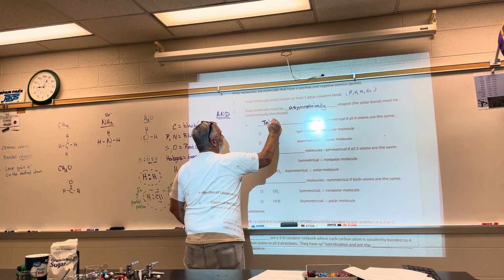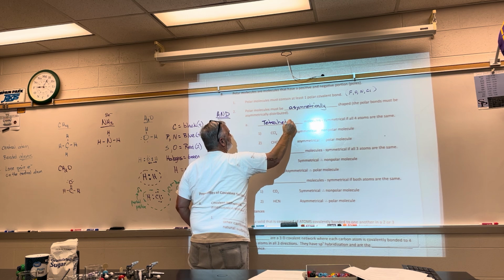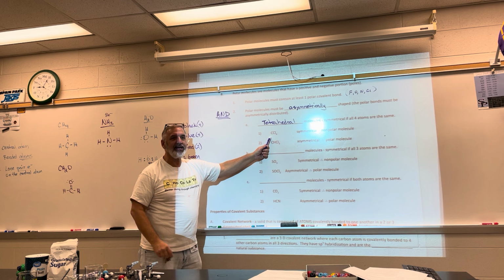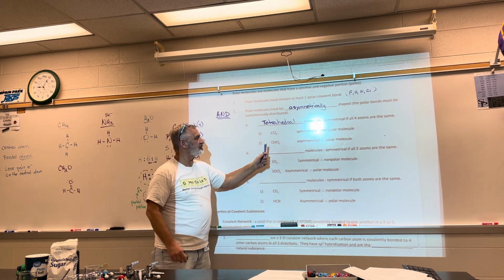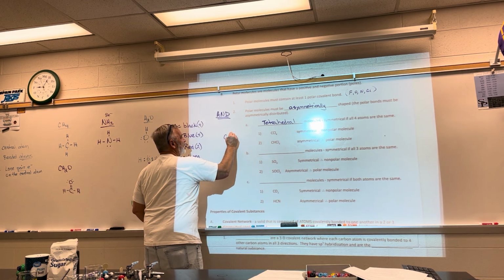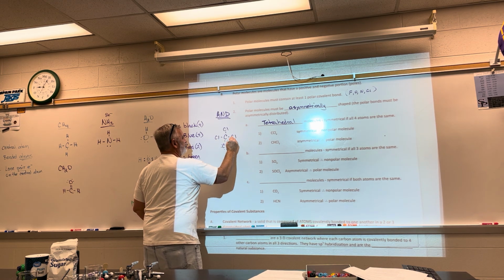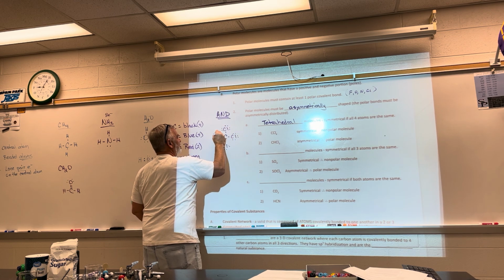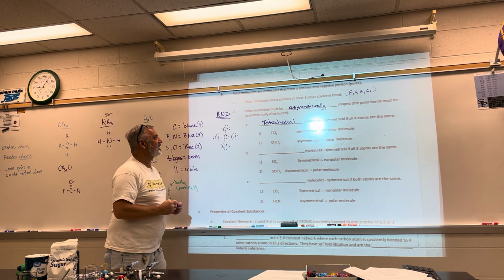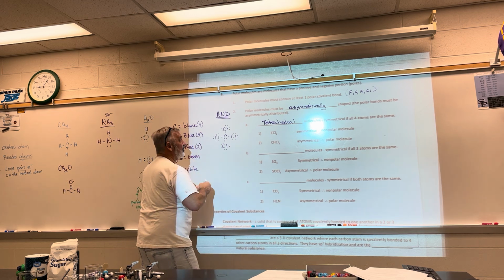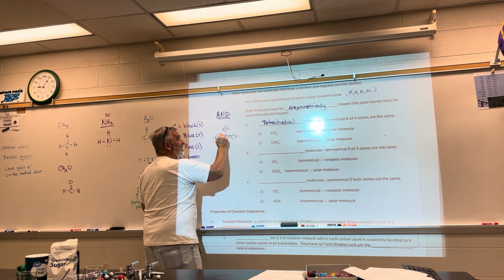Tetrahedral. So let's look. Tetrahedral molecules are symmetrical if all four atoms are the same. Okay? Because what happens with CCl4? There's polar covalent bonds present, right? So the electrons are being drawn towards the chlorine this way, but they're being drawn this way, they're being drawn that way, and they're being drawn this way.